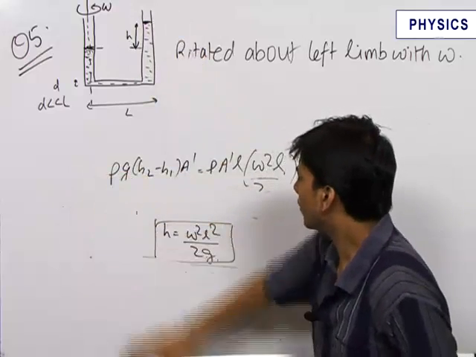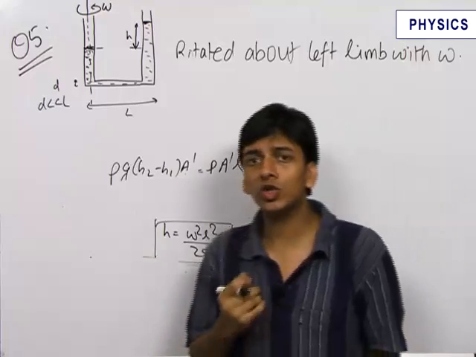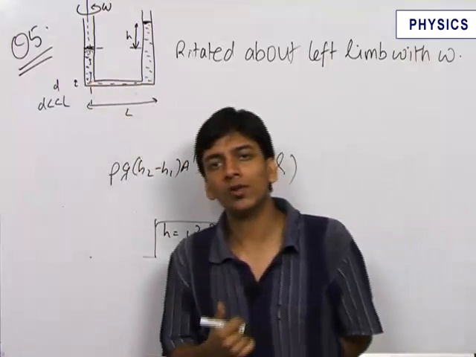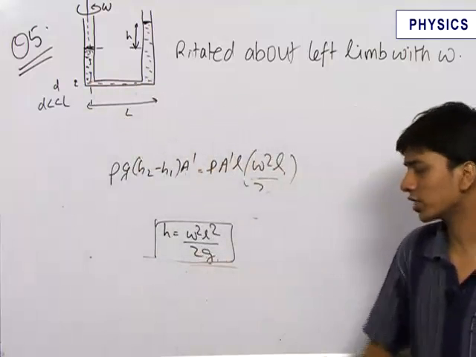In this question, we learnt an important method, that is how to assume elements of water objects and then apply Newton's law on them to solve the question. The final answer is omega square L square upon 2g.